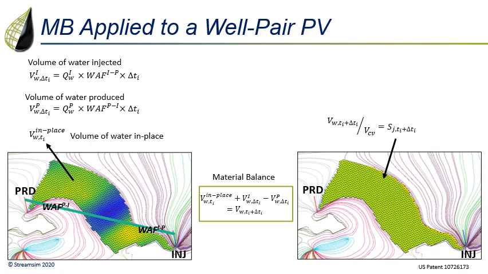Then, from material balance, if we know the in-place volumes, plus how much was injected, less how much was produced, then we can compute how much is remaining, as shown by the equation in the middle of the screen. Finally, these volumes are then converted to average saturations that remain in the well pair pore volume.